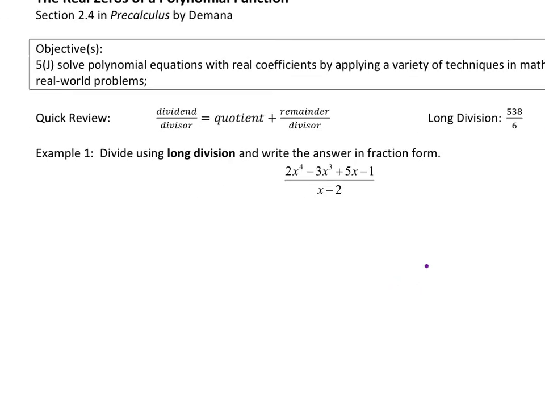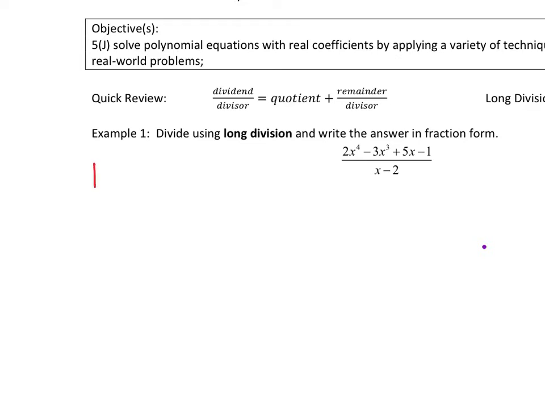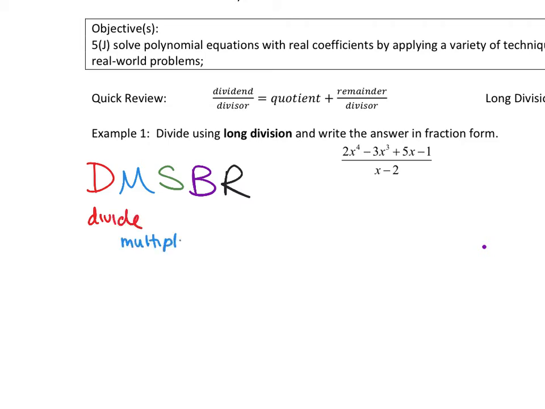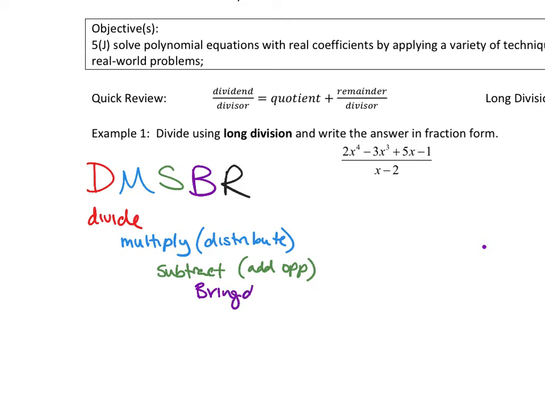The steps were, in case you want to write them down: divide, multiply, subtract, bring down, repeat. So that was divide, and then we're going to multiply, but we're going to put the word distribution or distribute next to this because that'll be helpful for later. We're going to subtract, which is add the opposite. We're going to bring down, and then we would repeat. Those are the steps for long division.